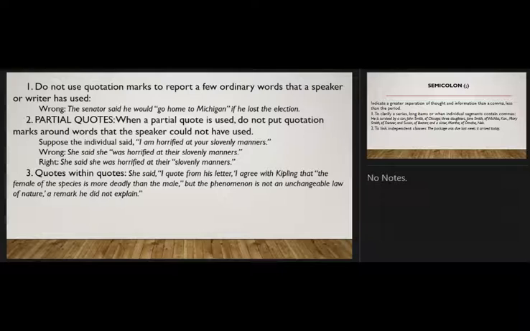Third, when it's used in quotes within quotes, like she said, I quote from his letter. I agree with Captain that the female of the species is more deadly than the male, but the phenomenon is not an unchangeable law of nature, a remark he did not explain.